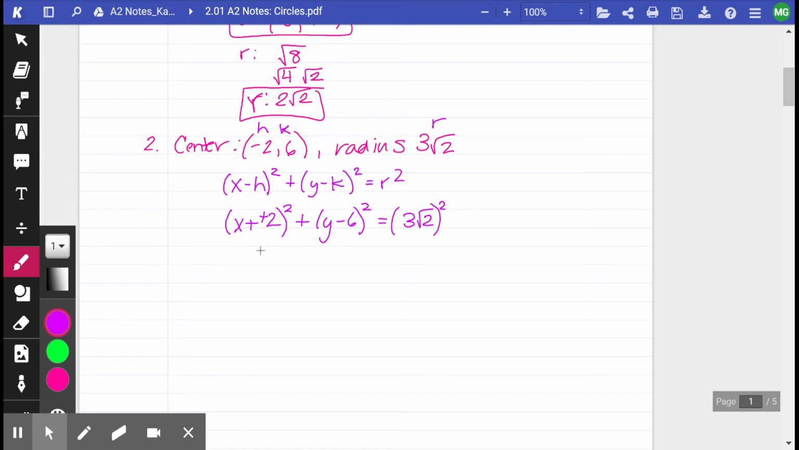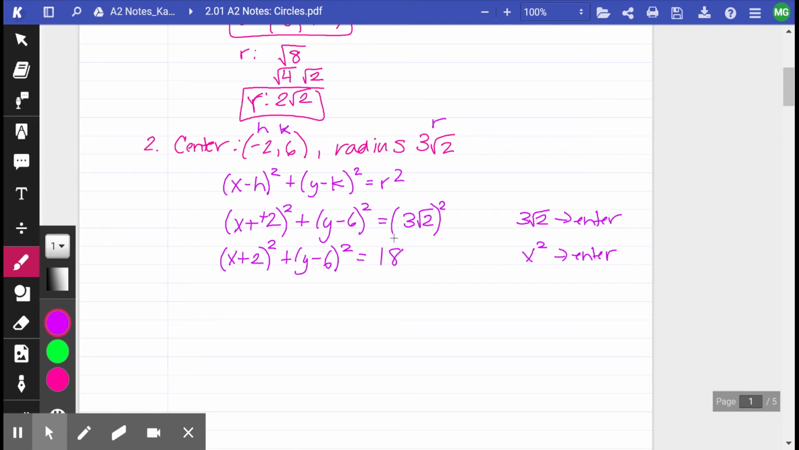And this is still not a nice form to leave it in, so I want to continue simplifying a little bit. So x plus 2 quantity squared plus y minus 6 quantity squared, and then I want to square this. To do it in your calculator, either do double parentheses, or what I usually do is I hit 3 rad 2, and then I hit enter, and then I hit the x squared button. Enter. And that makes it so you square both the 3 and the rad 2. So 3 squared is 9, rad 2 squared is 2, 9 times 2 gives me 18.